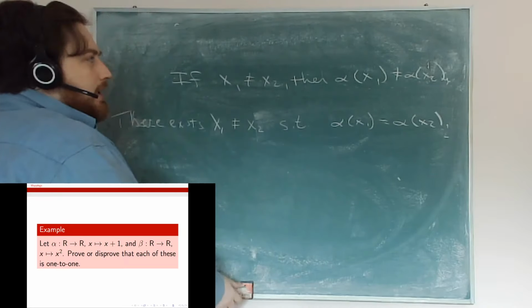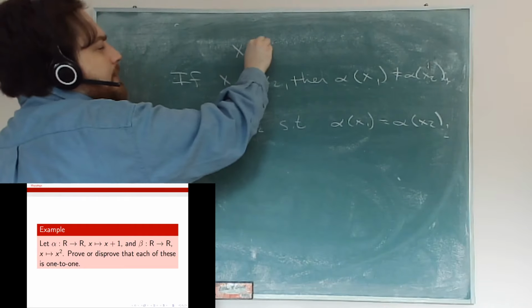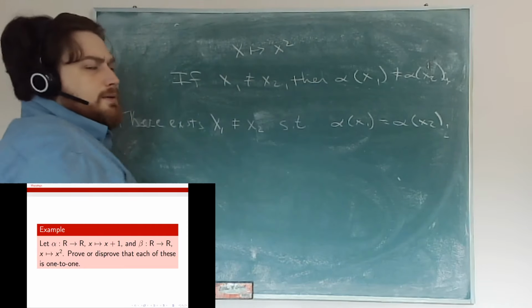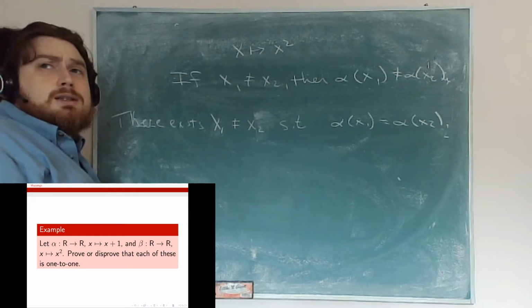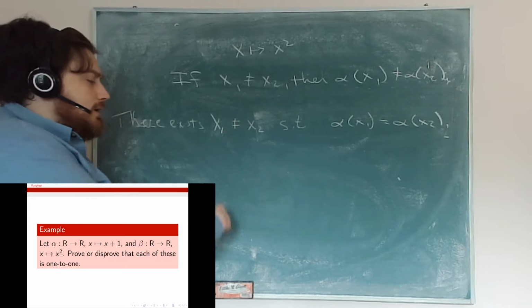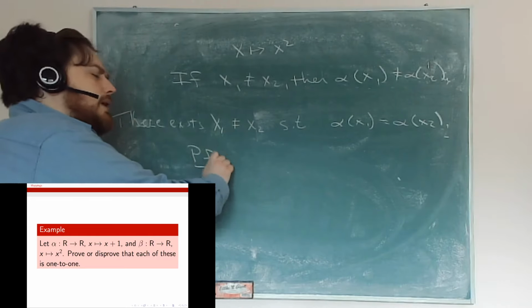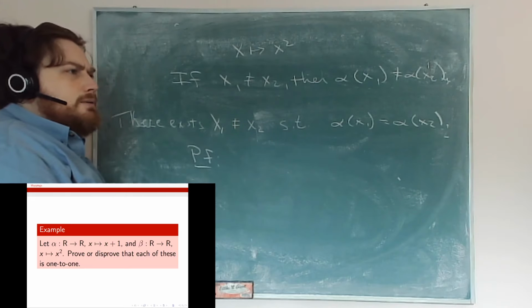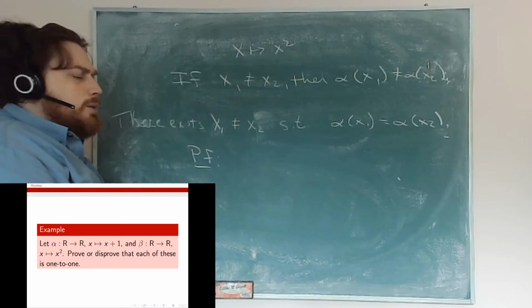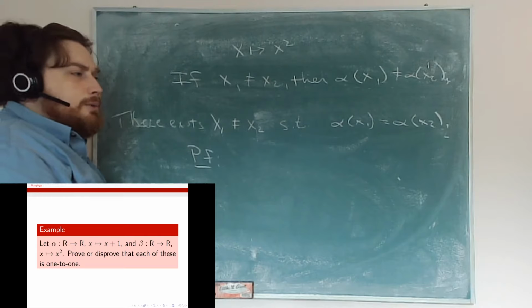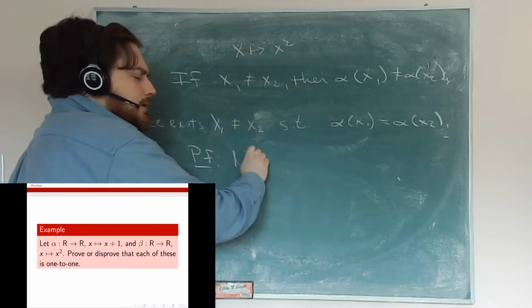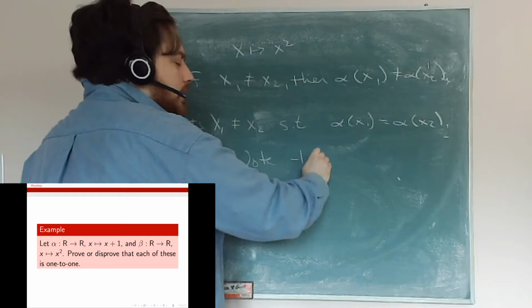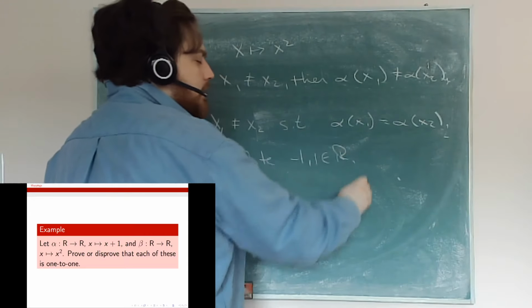So if I keep that in mind and work with x mapped to x squared, the point is I just have to find two distinct things that get mapped to the same point. This one's not too bad. I just picked a positive and negative of the same number, so -1 and +1, and I get a counterexample. So I would say note, -1 and 1 are in the set of real numbers, which is my domain.